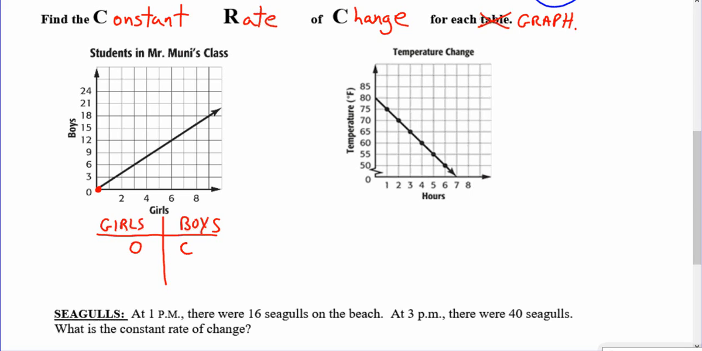And for the first one, for 0 girls, there's 0 boys. And it looks like at, where is that? Right there. That would be 3, 6. For 3 girls, there's 6 boys. Okay, and it's all staying the same. It's a constant change. So from 0 to 3, that would be adding 3. From 0 to 6, that's adding 6.